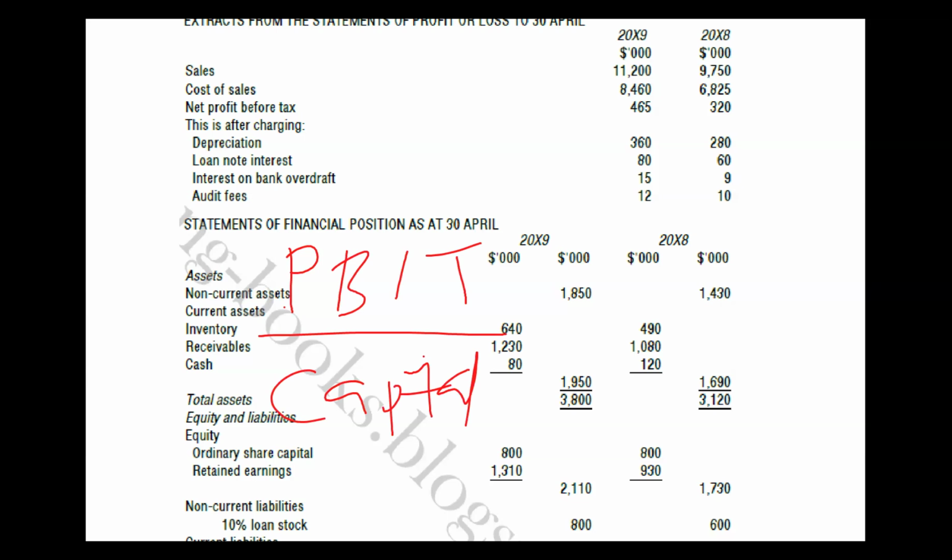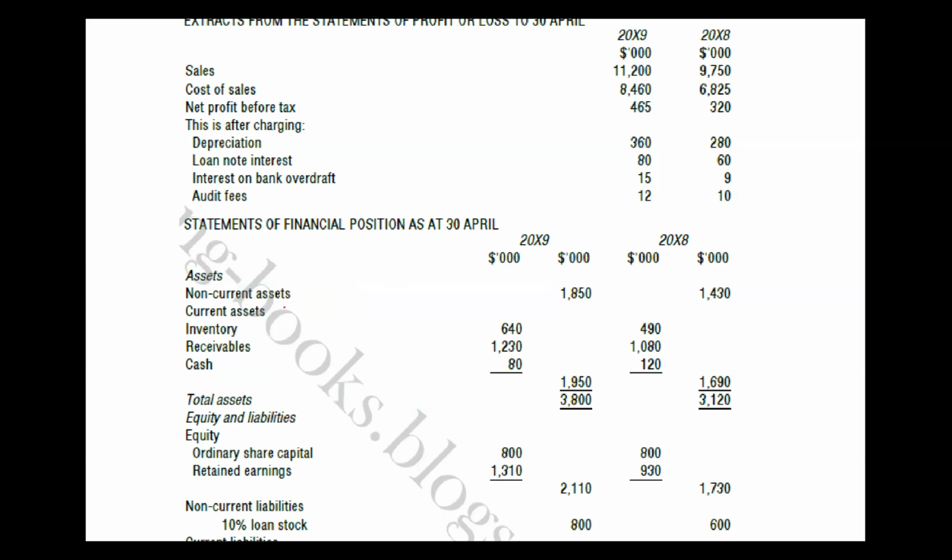So now, in this question for 2019, we are given the net profit before tax, all right? We are given the one before tax, meaning before they deducted tax, and afterwards, it means that they had already charged for depreciation. That's what the question says. They had also deducted the interest. Have you seen that? They had also deducted the interest of 80.